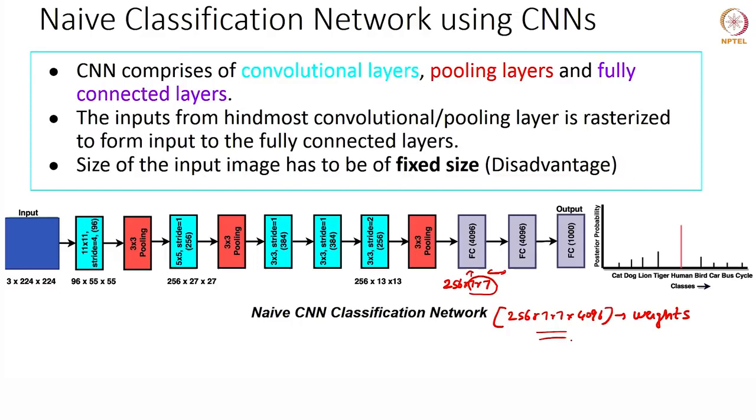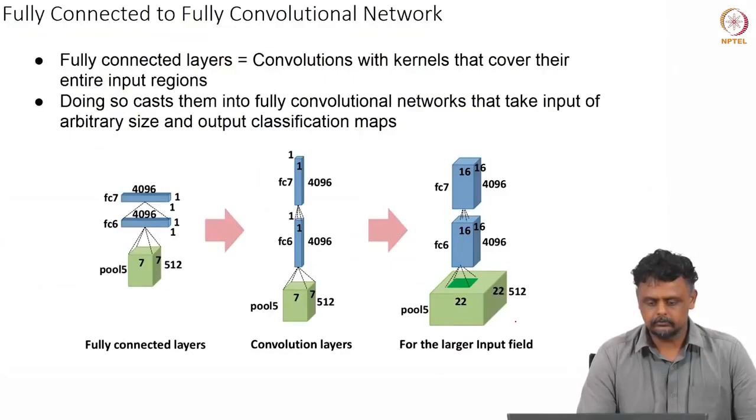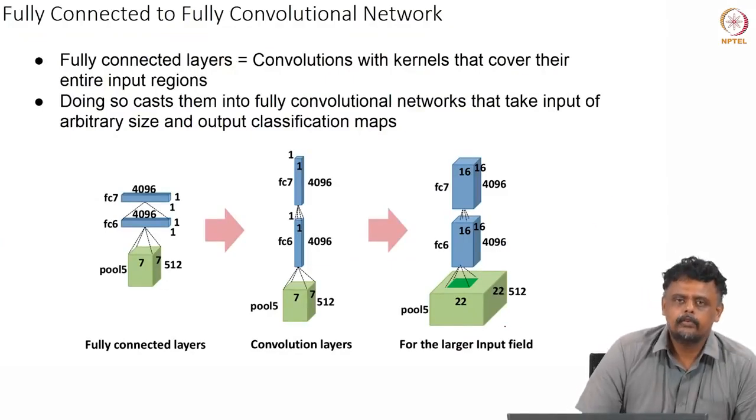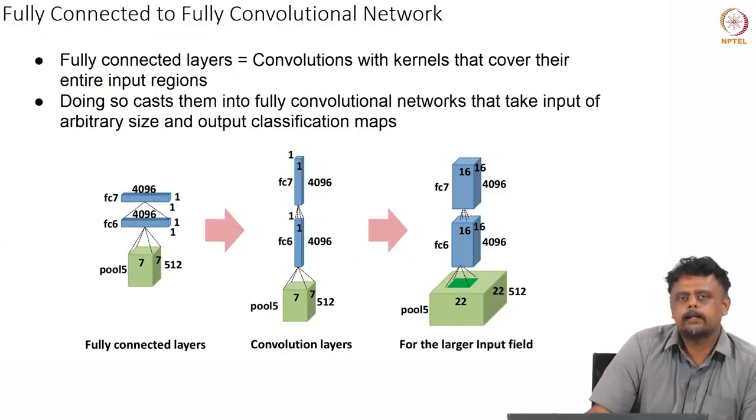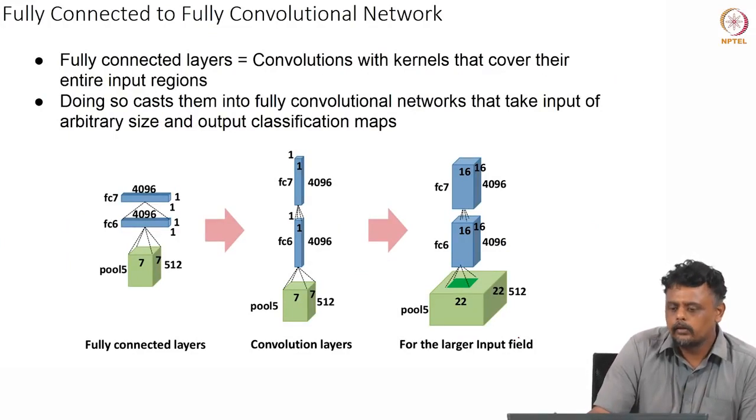So this is a restriction that comes in with whatever networks we have looked at so far, that the size of the input has to be fixed. So we can't use arbitrary input sizes, right? In order to have a very flexible semantic segmentation framework, we would like to have a network which does not have this limitation. So what we do is convert these fully connected layers into what are called fully convolutional layers. So how do we go about doing that?